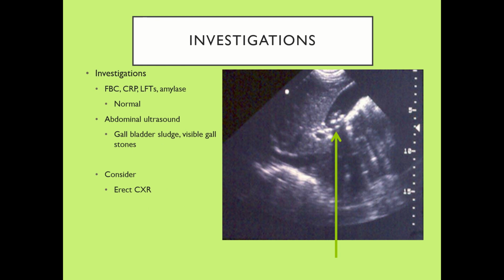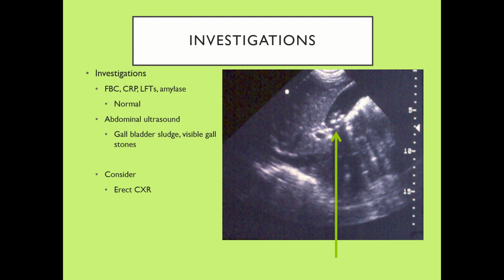Okay, so looking at the investigations you'll order, most patients will just get a standard set of bloods if this is in a hospital setting. You'd get full blood count, CRP, LFTs. You'd largely expect all of these to be normal. Because they're probably presenting with epigastric pain, they should get an amylase as well to rule out pancreatitis. This would also be normal.